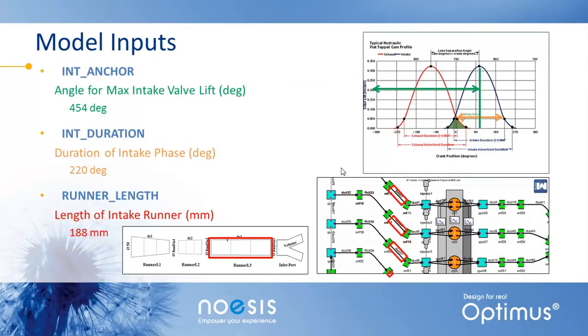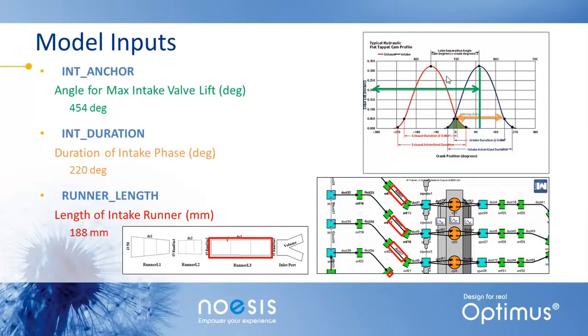So for the optimization, we are going to identify a couple of parameters that can be varied by the parametric optimizer. For this example, we have chosen to vary the angle where the intake valve has maximal lift. That's expressed in degrees of the crank angle, and that's shown in green on the top right plot. Also, the duration of the intake phase can be varied.